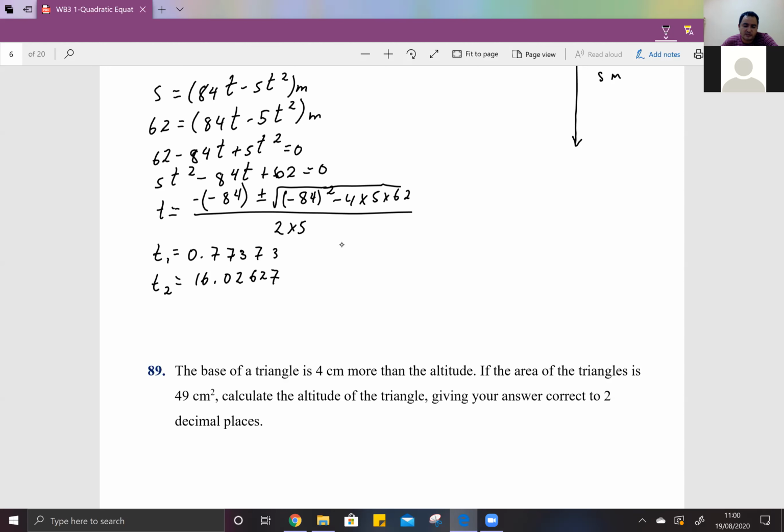The first one, 0.77, let's say, it passes through the height of 62 when it is moving up. Second one is when it is moving down. And because in some exams they ask, explain your answer, why we have two answers, this is the explanation. Okay. Okay, it's good.